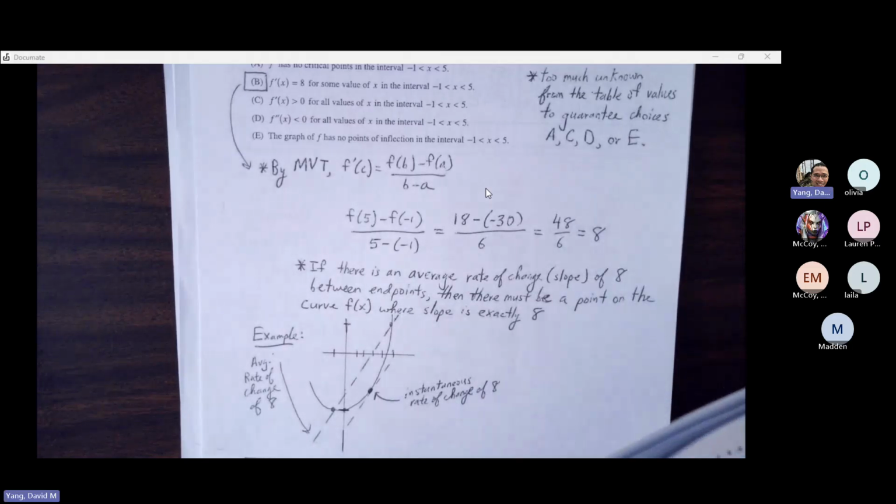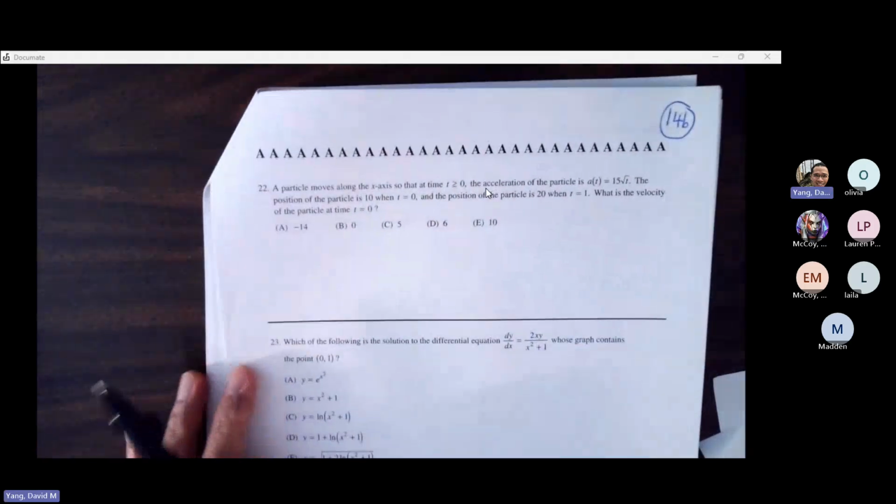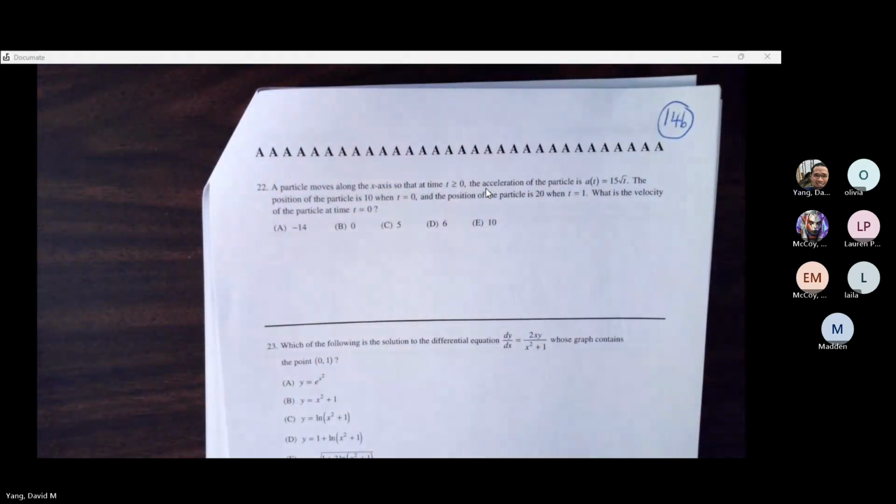Okay, continuing on page 14, number 22. A particle moves along the x-axis so that at time t greater than or equal to 0, the acceleration is given by a of t. The position of the particle is 10 when t equals 0, and the position of the particle is 20 when t equals 1. What is the velocity of the particle at time t equals 0?